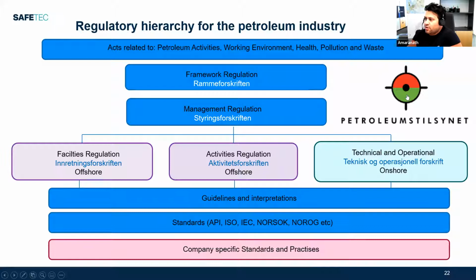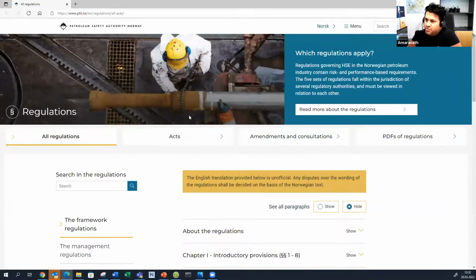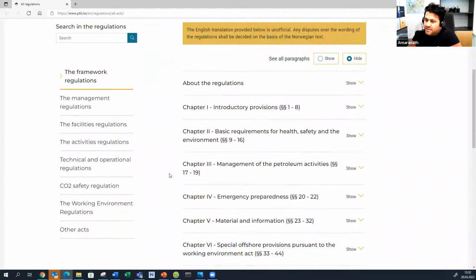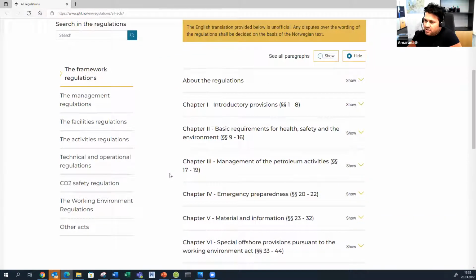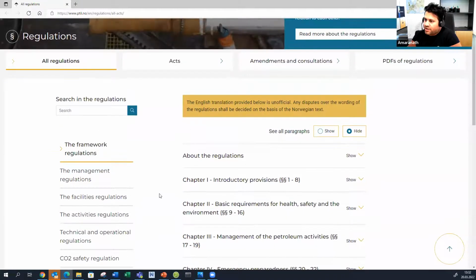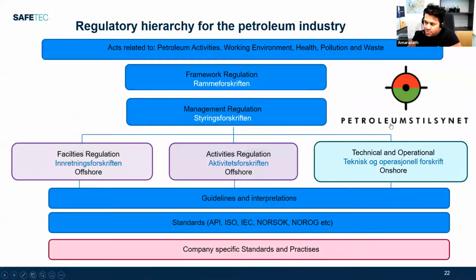If you go into the Petroleum Safety Authority in Norway, you can read about all these regulations that are applicable for the Norwegian oil and gas industry. This is very important, and it is quite clear and very informative, and gives a very good set of standards and regulations for risk analysis calculations, as well as for the design and operation of offshore platforms and installations in Norway.